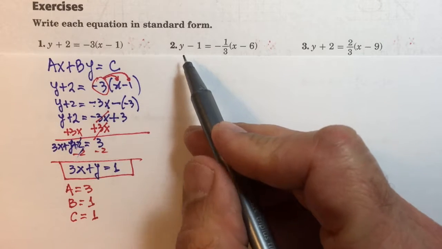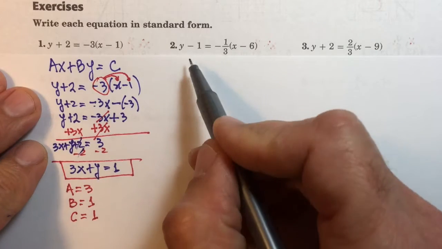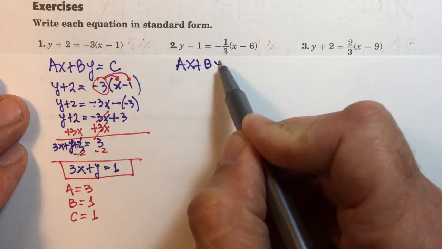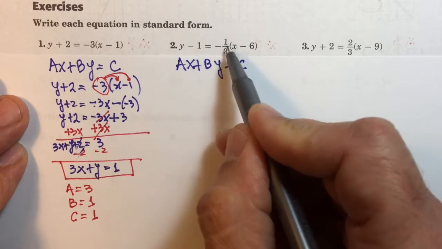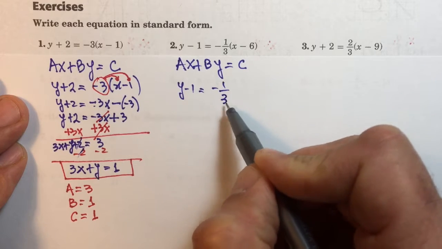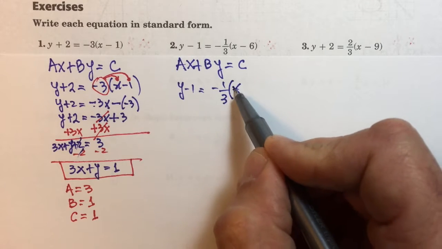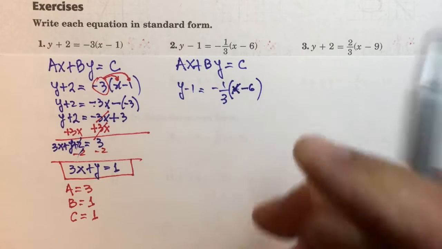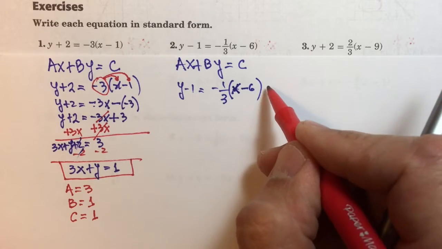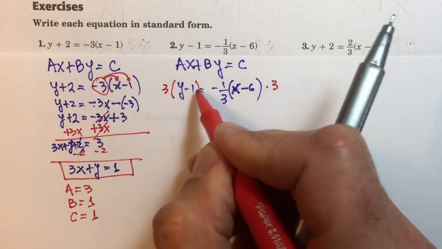The next one, y minus 1 equals negative 1/3 times x minus 6. Again, I have to bring it to the standard form, Ax plus By equals C. We rewrite this one as y minus 1 equals negative 1/3 times the quantity x minus 6. So what I'm going to do now, since I have a denominator here, I'm going to multiply both sides by 3. Remember to put the parentheses here.